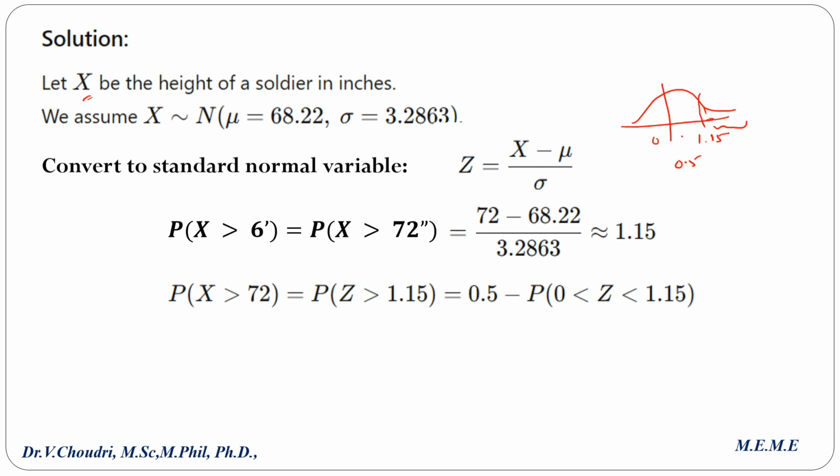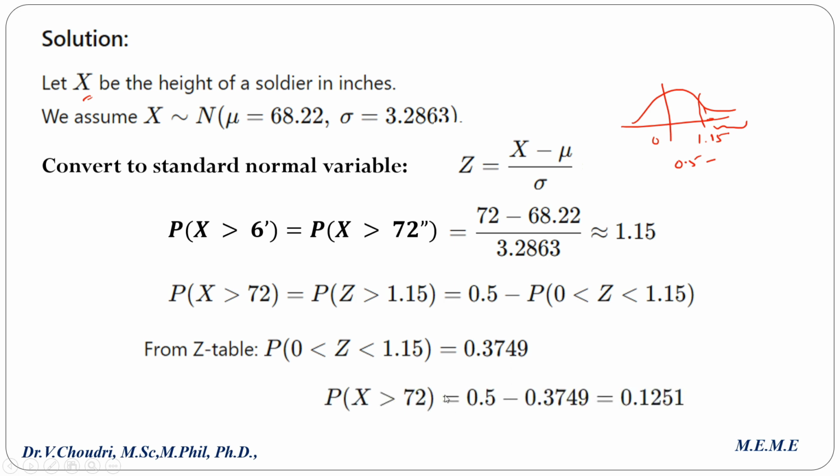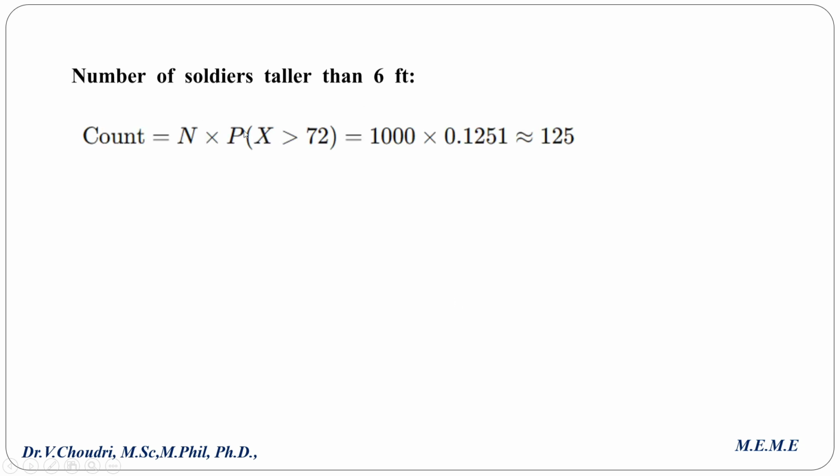0.5, the total half of the area, minus the area from 0 to 1.15 gives Z greater than 1.15. See, what is the answer now? From the Z table, the answer is 0.3749. So probability of X greater than 72 equals 0.5 minus 0.3749, that is 0.1251. Clear? The question is the number of soldiers taller than 6 feet. Total regiment is 1000. So 1000 times 0.1251 equals 125 point something. So it's a round number, 125 soldiers is the answer.